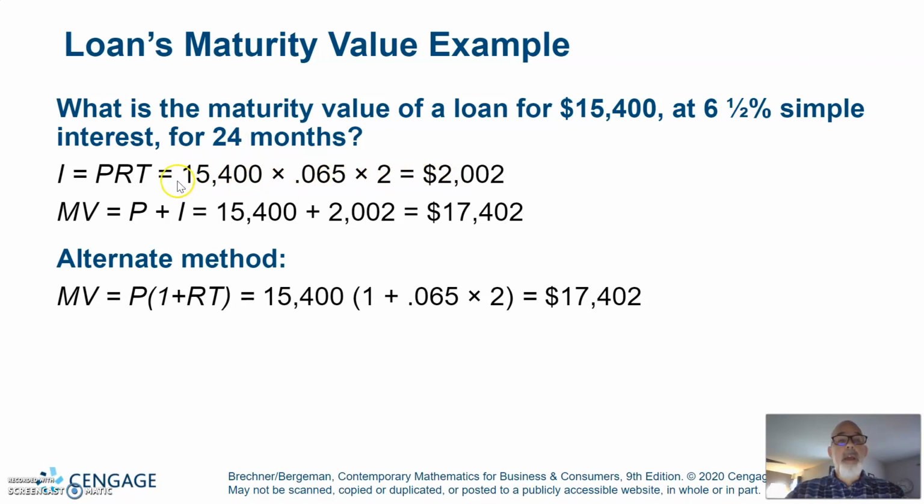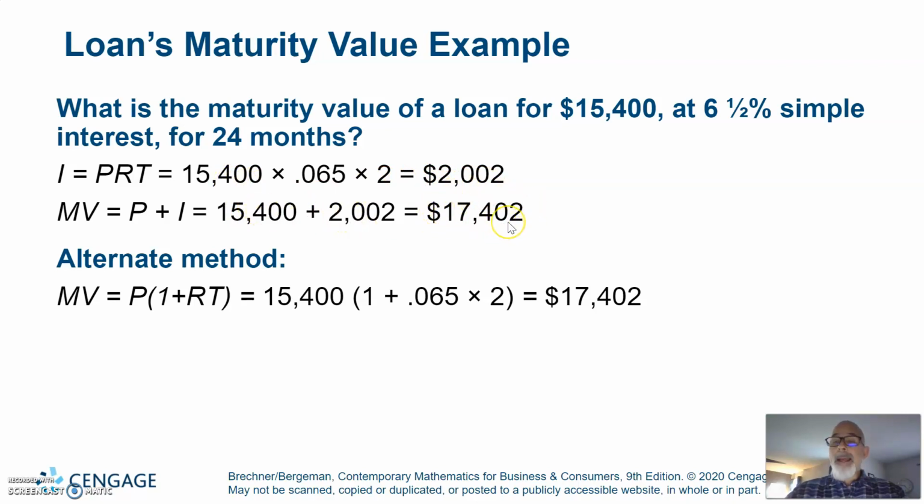So here's how I'd calculate my interest. I take my 15,400, multiply it by, again, here's your decimal conversion, 0.065, times 2. And again, that would have been 24 divided by 12, which gives me 2. And it gives me the interest of 2002. Now, when I add the principal plus the interest together, this is my maturity value.